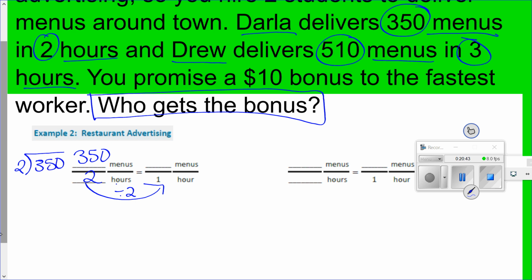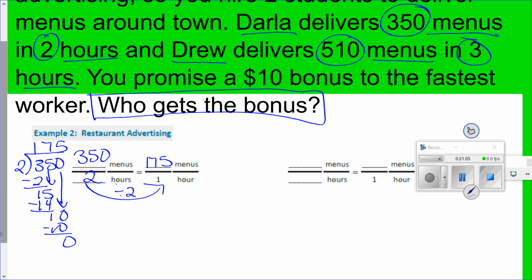So how many times will 2 go into 3? That leaves 1. Bring down my 5. How many times will 2 go into 15? That's 7, and it leaves 1. Bring down my 0. 2 into 10? And that leaves a 0 remainder. So she can do 175 menus in 1 hour.